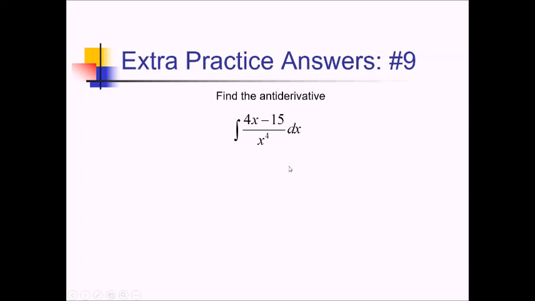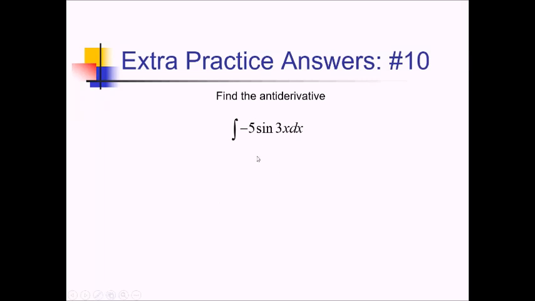For this antiderivative, the trick is to divide everything by this x to the 4th in the very beginning. So this is going to be 4x to the negative 3 minus 15x to the negative 4. And now that we've done that, we can just use our reverse power rule on both of these. So this first exponent is bumping up to a negative 2. Dividing by that, we have negative 2x to the negative 2. And over here, this exponent bumps up to a negative 3, leaving us with positive 5x to the negative 3. And then we have a plus c.